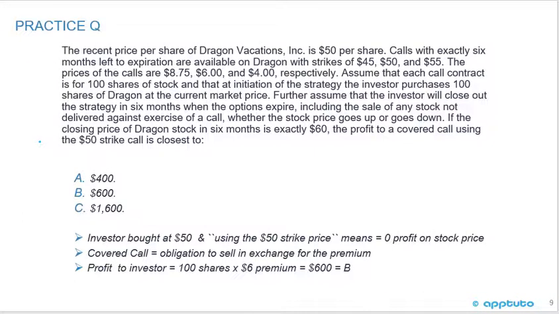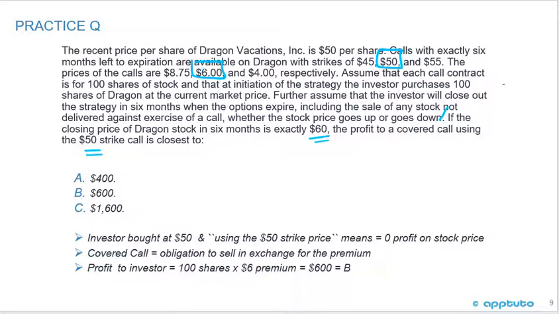Okay, this question's not too difficult. They just gave you a lot of red herring information, so you have to zoom in on the last sentence always. If the closing price of Dragon stock in 6 months is exactly 60, the profit to a covered call using the $50 strike call. So you have to come up here and look at that $50 strike call, and you have to look at the price of the calls, $6, okay?